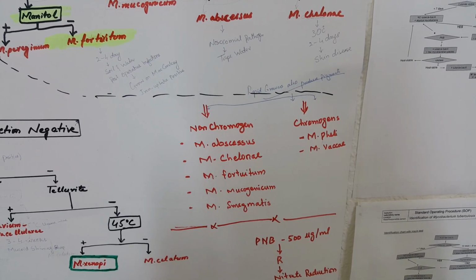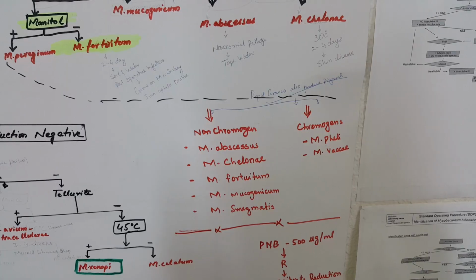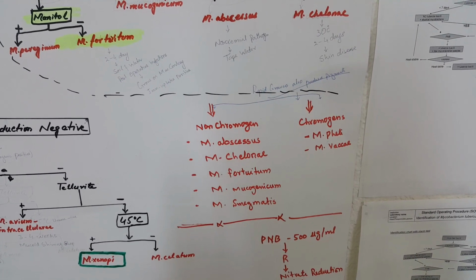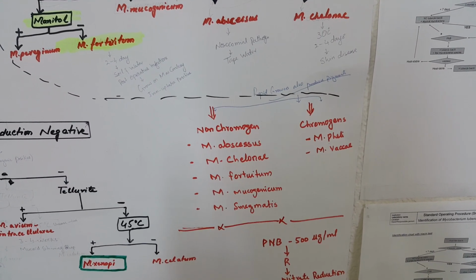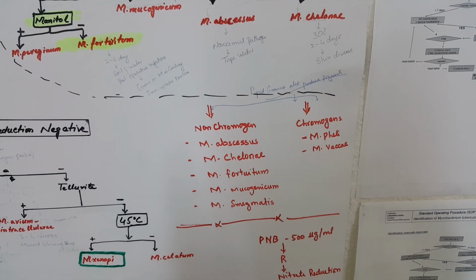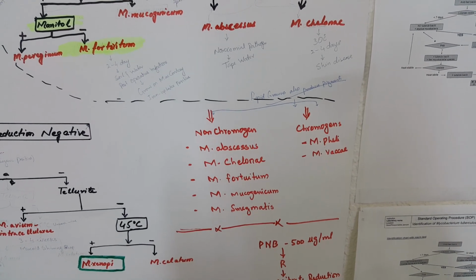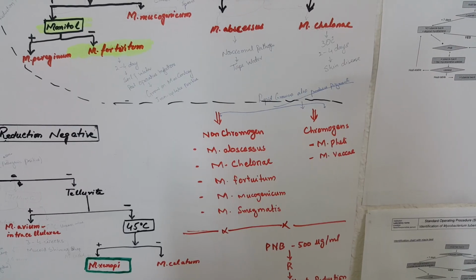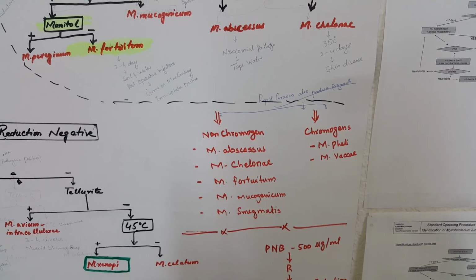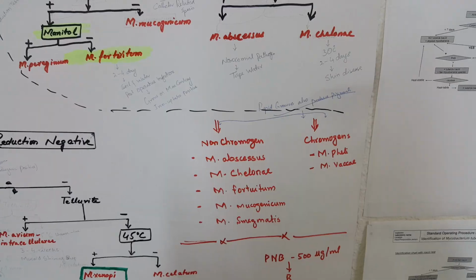Rapid growers also produce pigment. In this category, the pigmented organisms are M. phlei and M. vaccae, and all other pathogenic organisms, which are M. abscessus, M. chelonae, M. fortuitum, M. mucogenicum, M. smegmatis, all of them are non-chromogens.